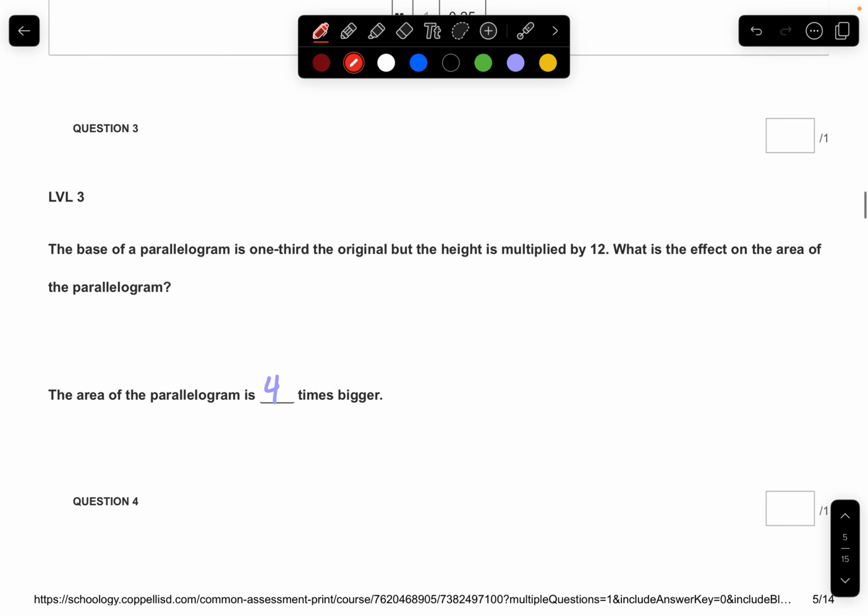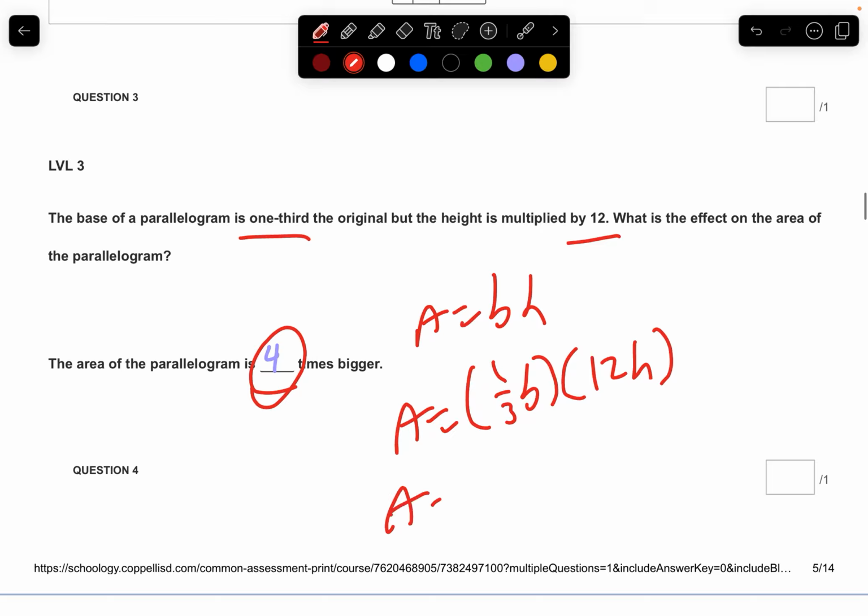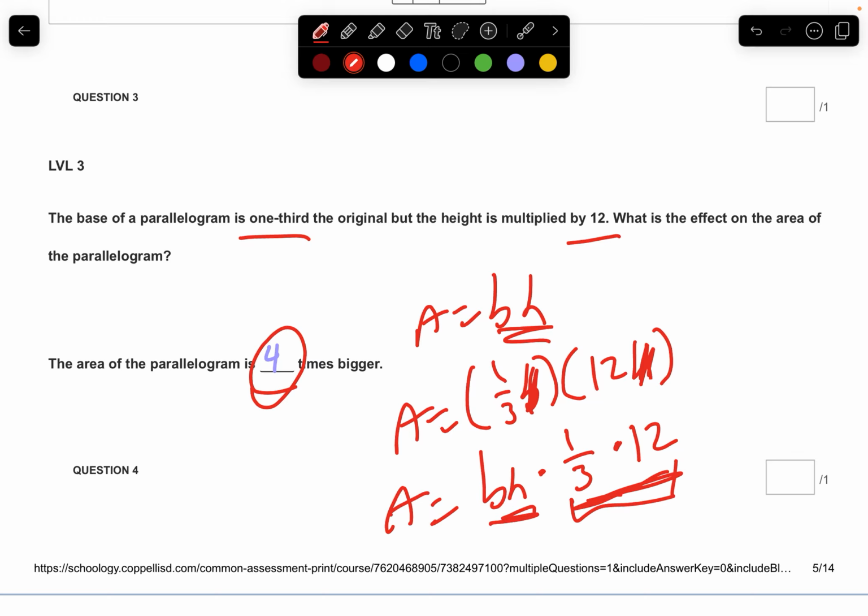Yes. Number 3, the base of a parallelogram is 1/3 the original, but the height is multiplied by 12. Well, what is times 1/3 times 12? It's going to be times 4. If you plug it into the formula, base times height, well, if the base is 1/3 the original, and the height is 12 times the original, and I pull out BH, right? If I pull the B out, pull the H out, what am I left with? I'm left with times 1/3 times 12. Well, what is times 1/3 times 12? It is times 4. So it is the original area times 4. That's what happens there. So it is 4 times bigger.